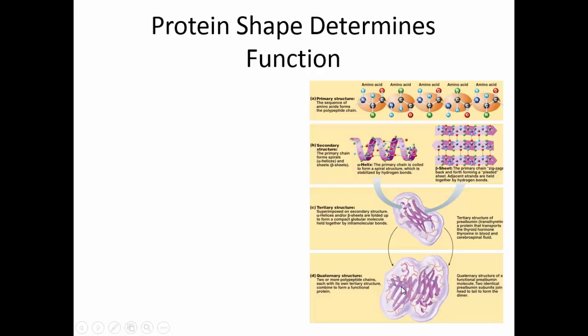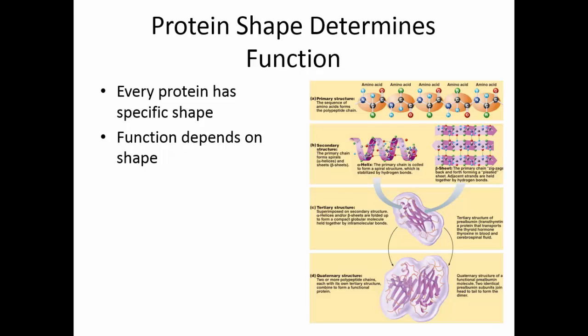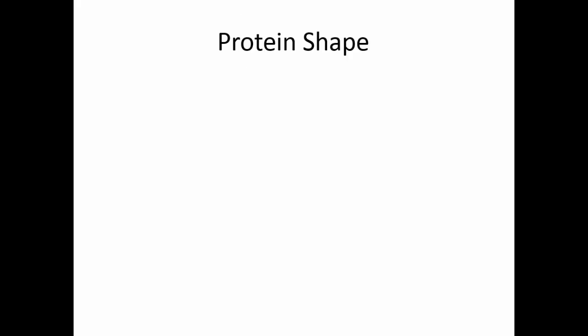Hemoglobin is an example of a quaternary protein. It's 4 polypeptide chains held together by iron. Every protein has a specific shape, and the function of that protein depends on its specific shape. If we change the shape, we change the function. So how do we alter the shape of a protein that would alter its function?